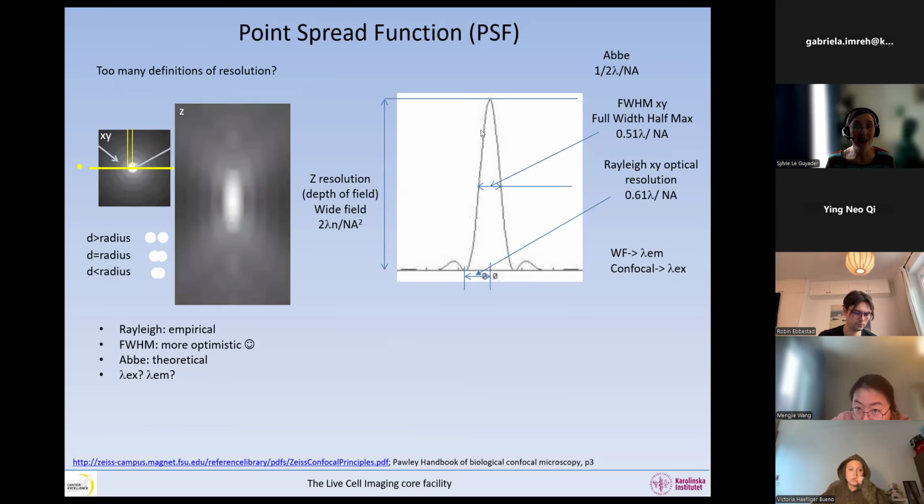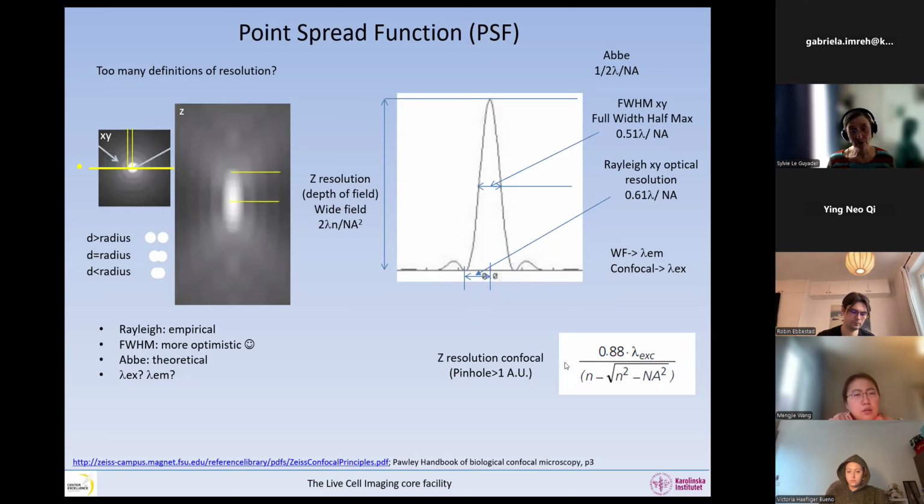And the Z now is going to be also the radius of the main blob, but in the Z direction. And the equation is the one I gave you. So 2 lambda multiplied by the refractive index of the objective and divided by the square of the numerical aperture of the objective. And you know that this is the depth of field. And again, this equation is valid for wide field. So it is this distance.